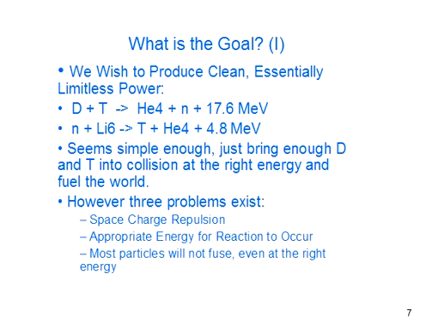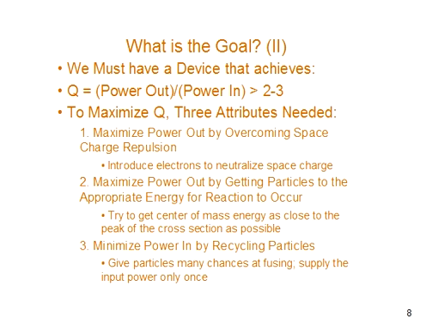There's a space charge repulsion of the positively charged deuterium and tritium ions that makes it difficult to get them close together. Secondly, the ions must be accelerated or heated to the appropriate energy for the reaction to occur. And lastly, most particles will not fuse even if they are at the right energy. In addition, we must have a device that achieves a power out divided by power in ratio of at least 2 to 3 in order to overcome the Carnot cycle that's involved in transferring the heat energy into useful electrical energy. To maximize the ratio of power out over power in, 3 attributes are needed.